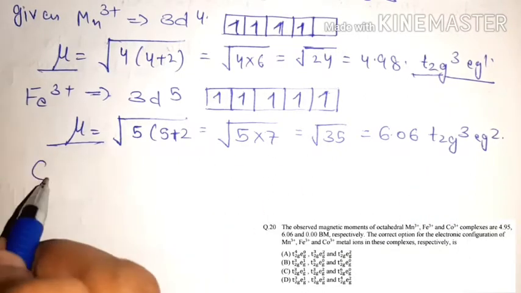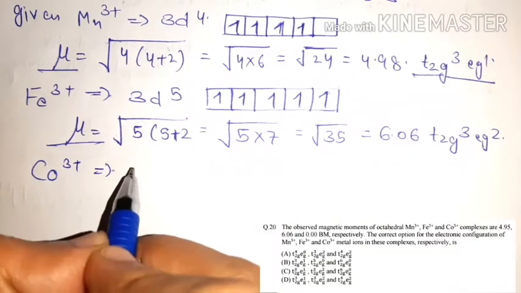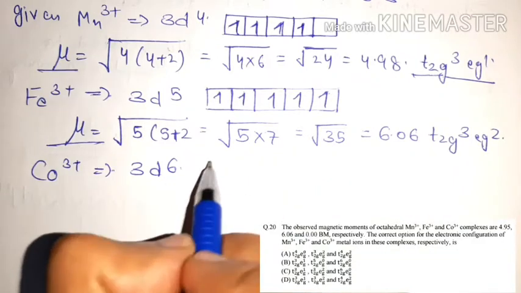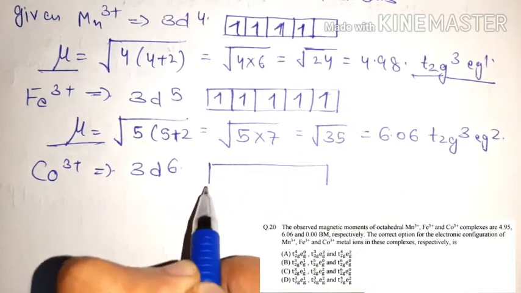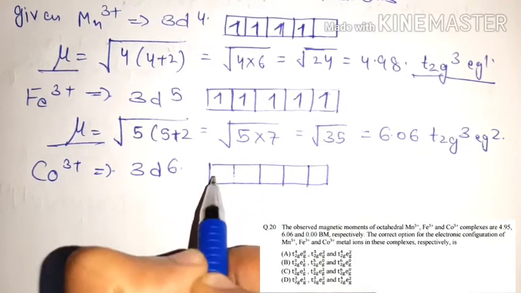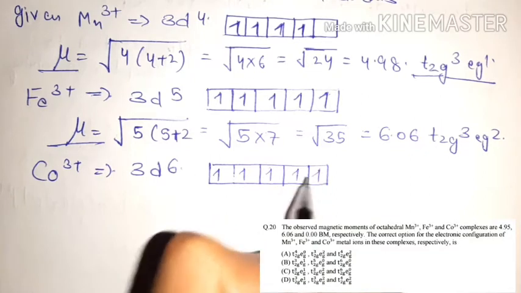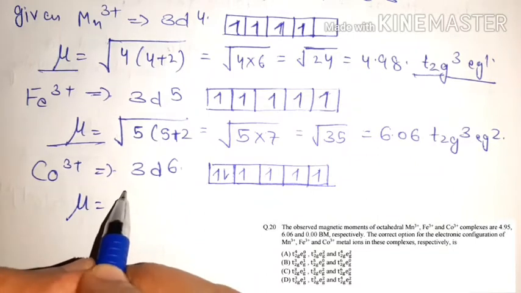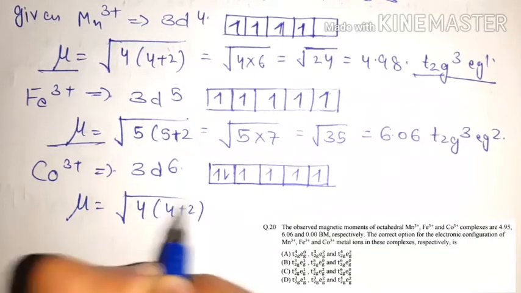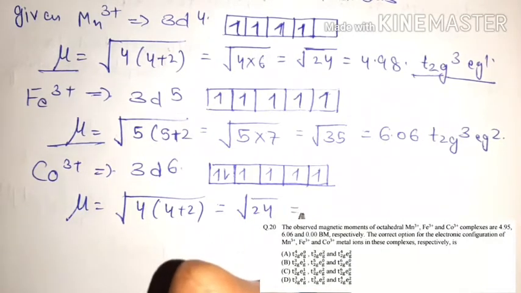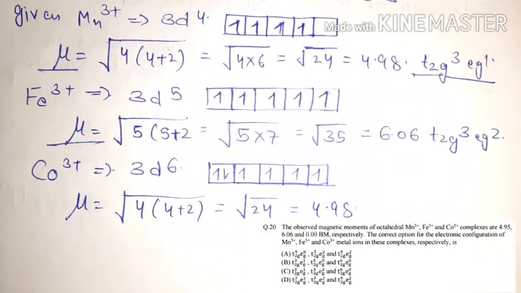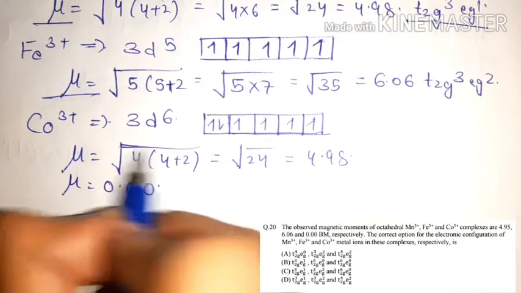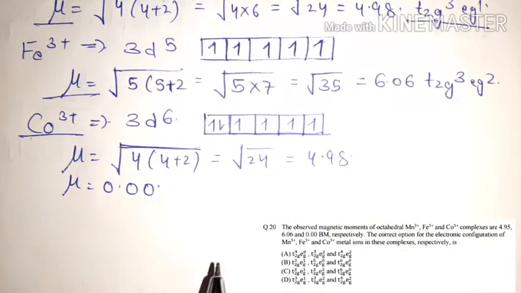Now your Co3+ has electronic configuration 3d6. Okay, and the electronic configuration of 3d6 is this type. See, it means it has 4 unpaired electrons. So the value of your magnetic moment will be √(4×(4+2)) = √24, which is nearly equal to 4.98. But in your question it is 0.00. So it means there will be no unpaired electron present in your cobalt 3+ ion.